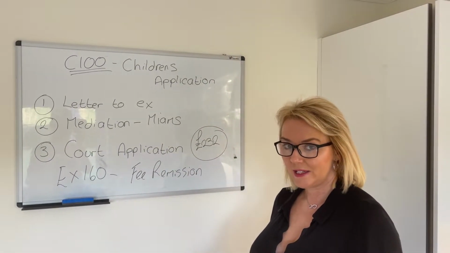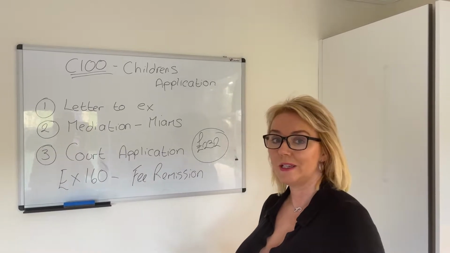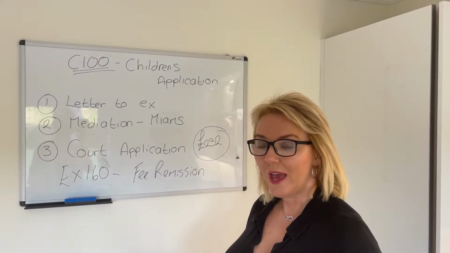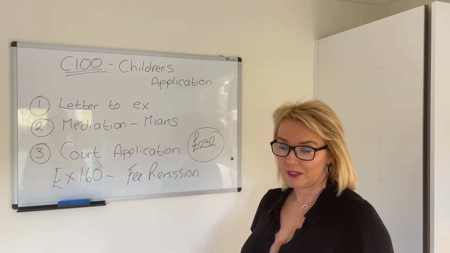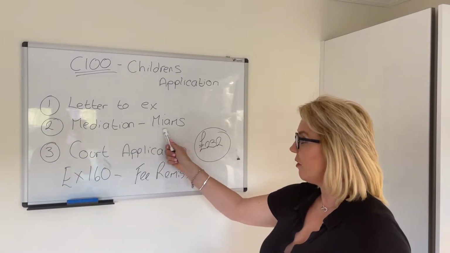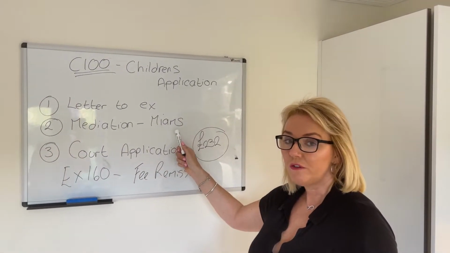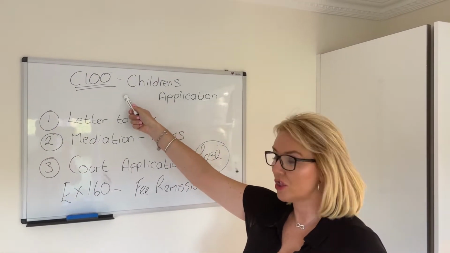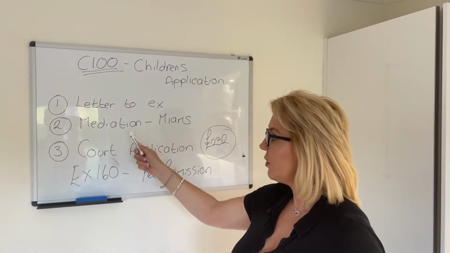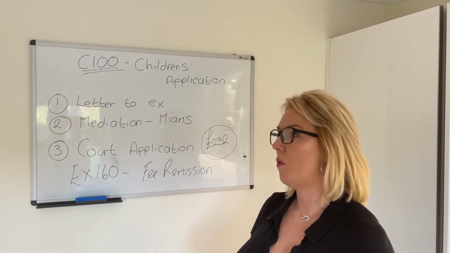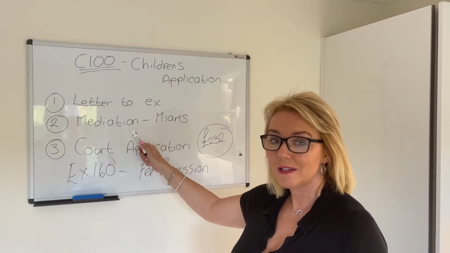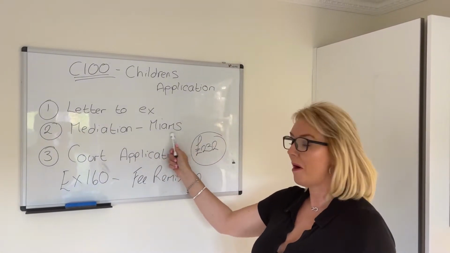The mediator will actually contact your ex independently of you. They'll call them or they'll email them. If the ex says, no, I don't want to go to mediation, or simply ignores the mediator, they will give you the MIAM form. That's the form that you need to attach to your C100 to make your children's application. So even if you think mediation's not going to work, why am I bothering? I'm not going to go to all that bother. You have to do it. It's a necessary step in order to get your MIAM form.